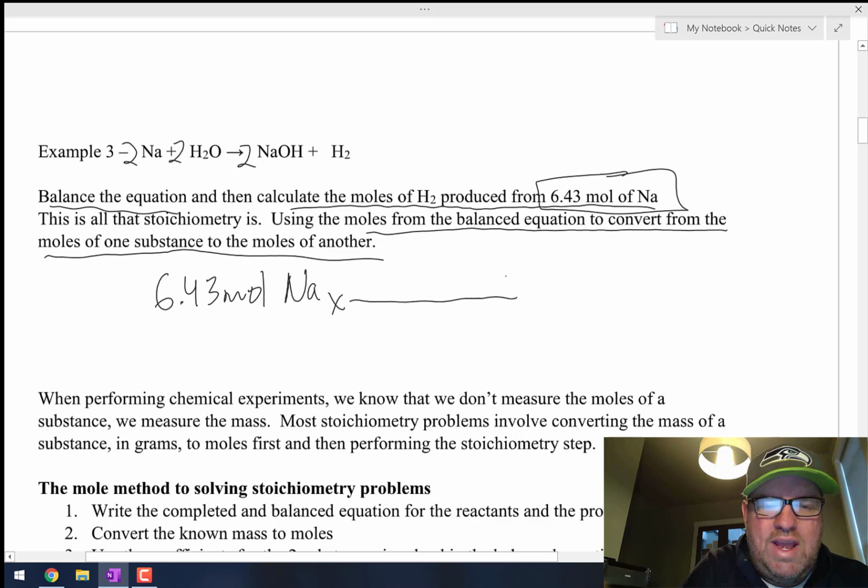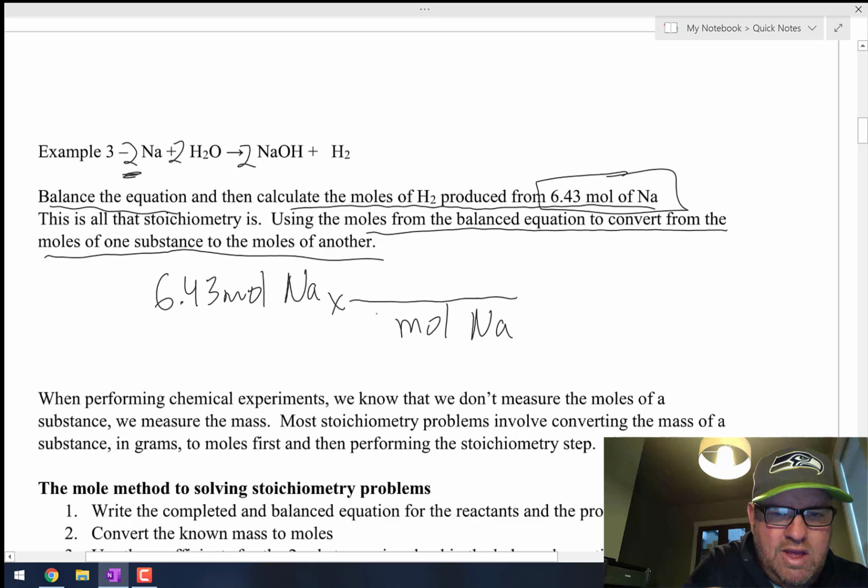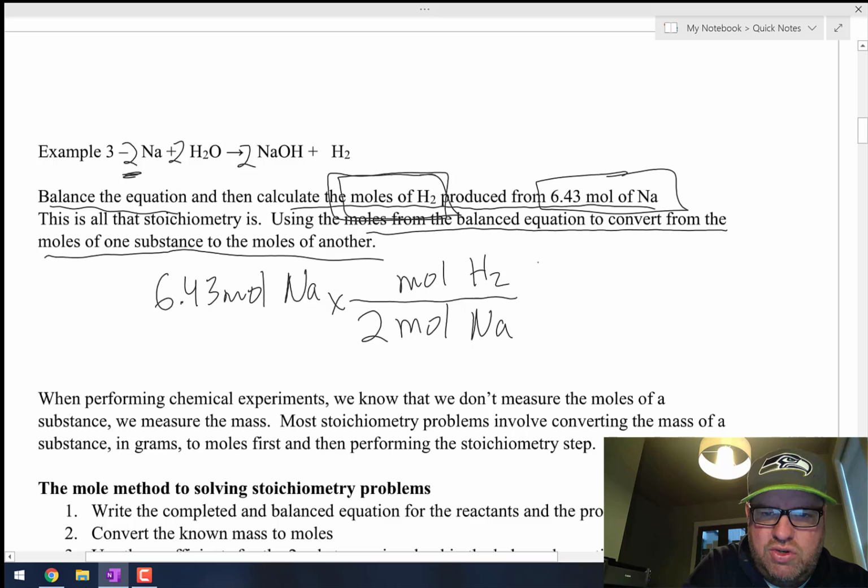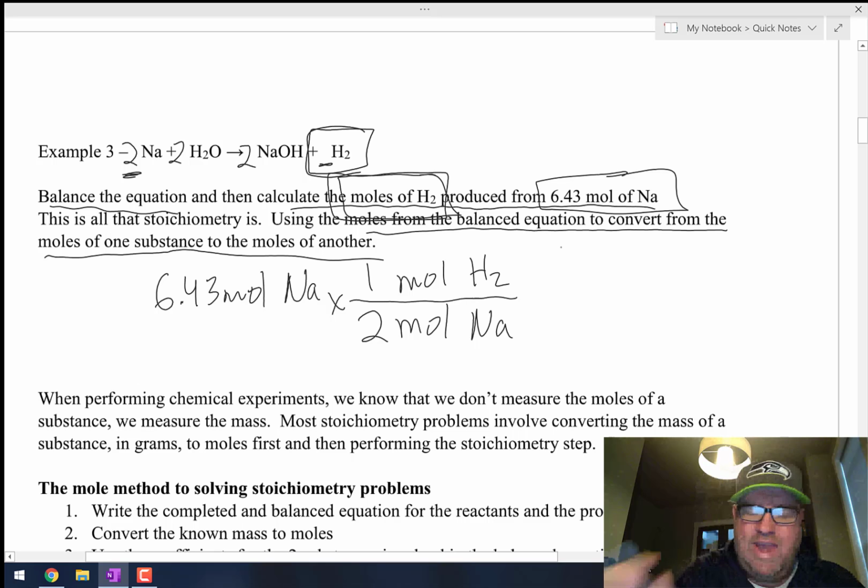And then I know I need to cancel moles of sodium. So I'm going to put moles of Na on the bottom. And then from the balanced equation right here, I can see that there's a 2 that goes there. And then what goes on top? What are they asking me about? They're asking me about moles of hydrogen. So I'm going to put moles of H2 on the top. And then I again come to my balanced equation. Notice there is no number in front of the H2, which means that is a 1. And now it is set up correctly.